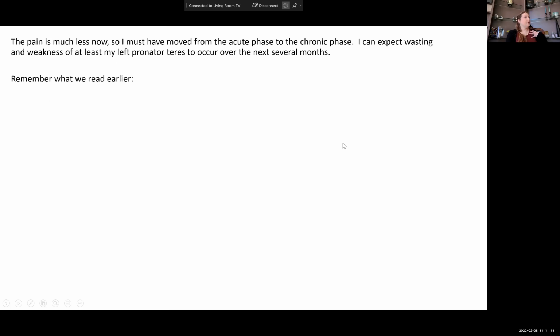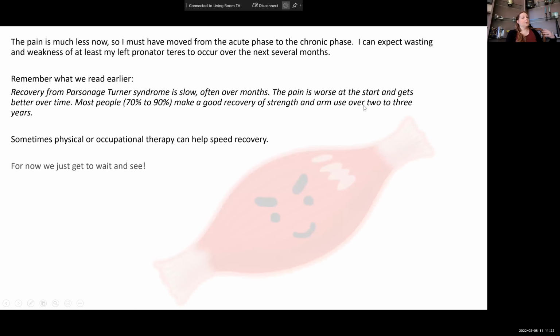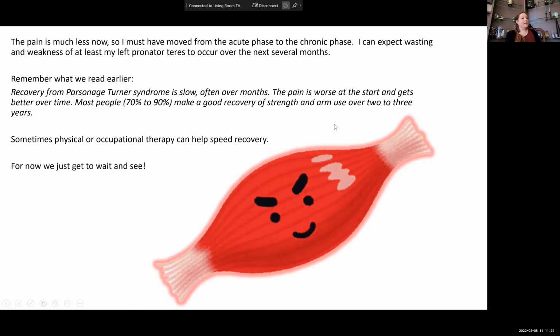So pain is less now, right? I've moved from the acute phase to the chronic phase, and I can expect this muscle to weaken and waste over the next several months. I don't know what that means. It can be very slow, like I said, and it gets worse before it gets better. Now the pain is better, but the muscle is going to keep getting weaker. And I don't know if maybe I won't be able to do this, whatever, but maybe I will. But they do physical therapy, and you can do all kinds of stuff to kind of speed it up.